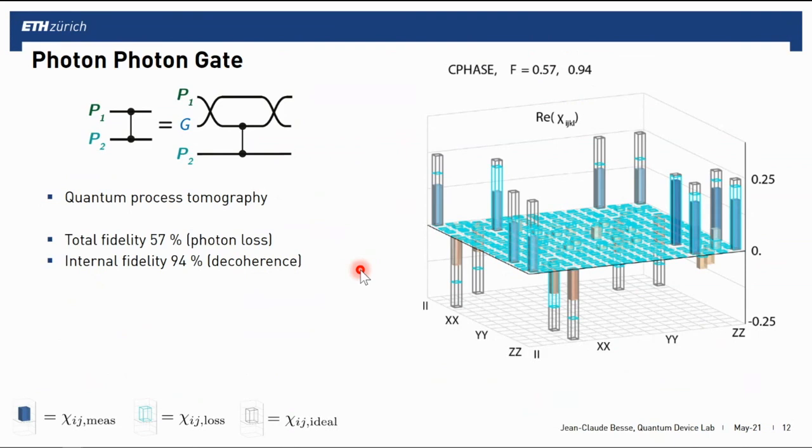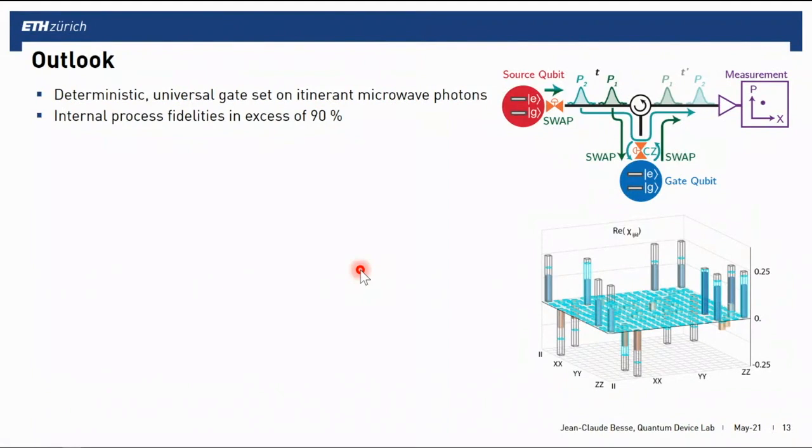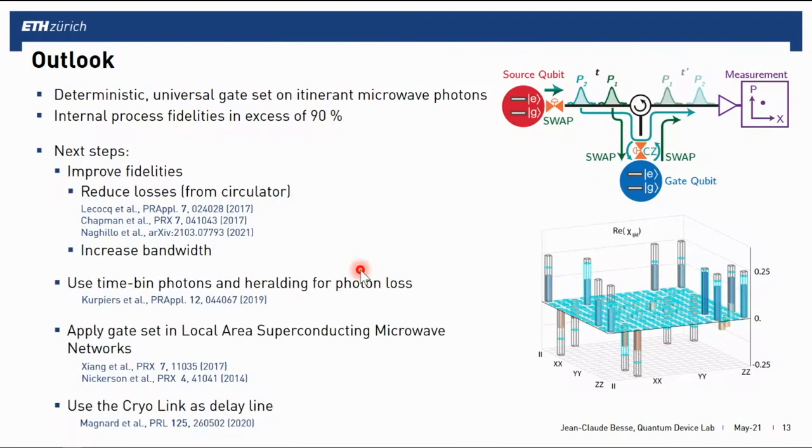With that, I would like to conclude that in the second part of my talk, I've showed a deterministic universal gate set on itinerant microwave photons, which has internal process fidelity in excess of 90%. And in the future, we look forward to first improve the fidelities by reducing the losses or being able to herald for losses, to apply the gate set in a local area network and possibly integrate it inside the cryolink that Paul has demonstrated. Thank you very much for your attention. I'm happy to take questions.